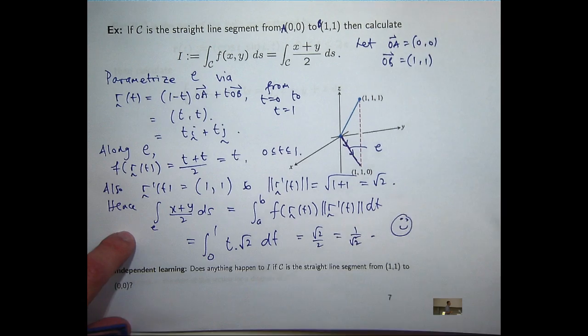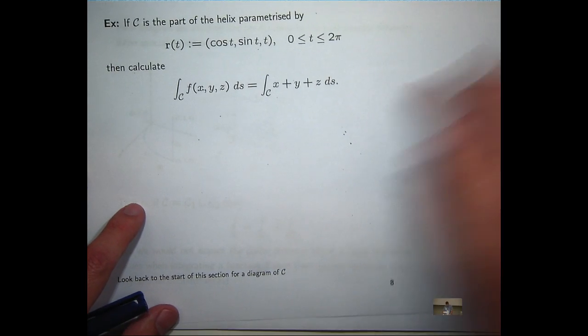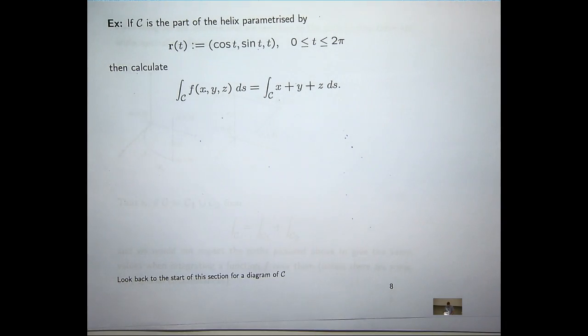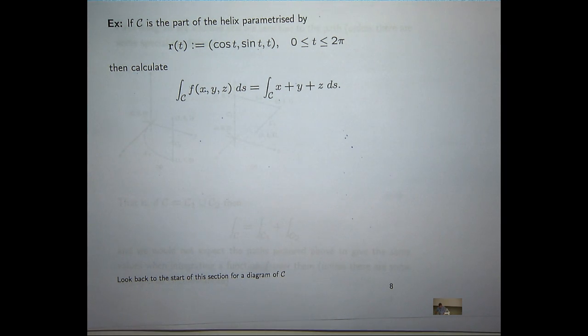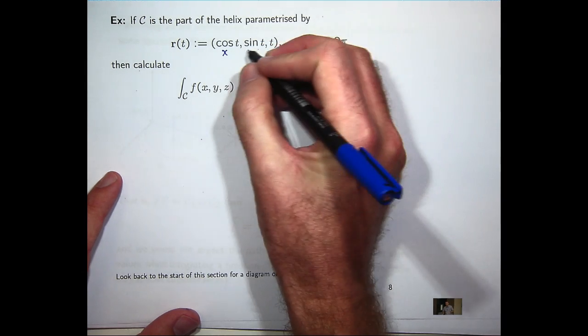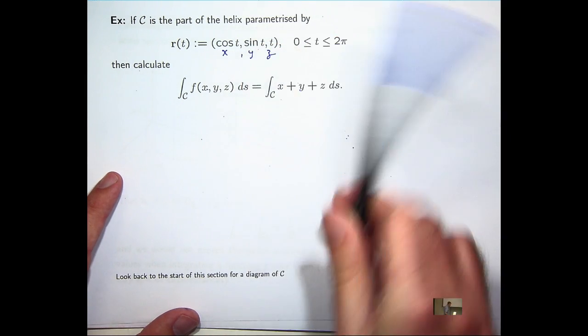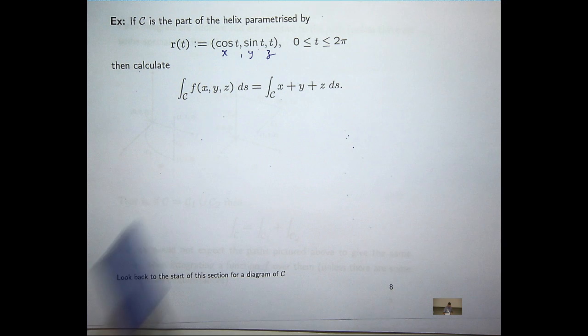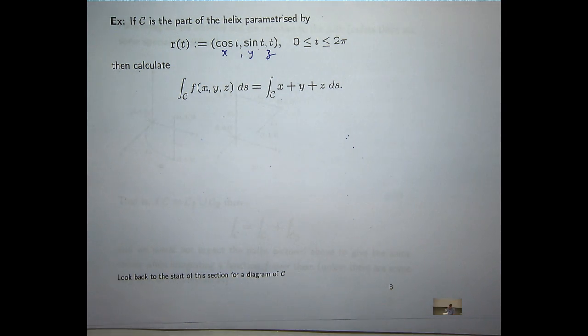Okay, let's have a look at another one in 3D. Here we've got our helix, and the nice thing is the parameterization is given to you. So that's quite nice. We're asked to calculate the following path integral. So you can think of these components: the x component is a function of t, y is a function of t, z is a function of t.